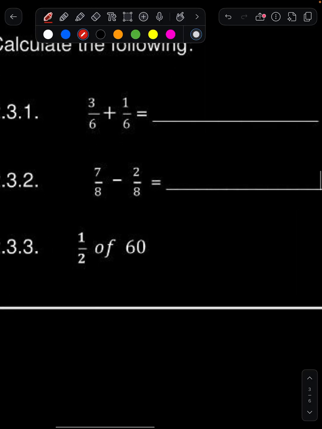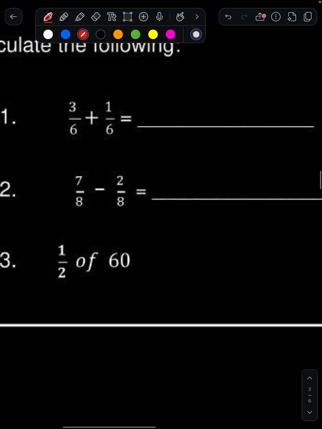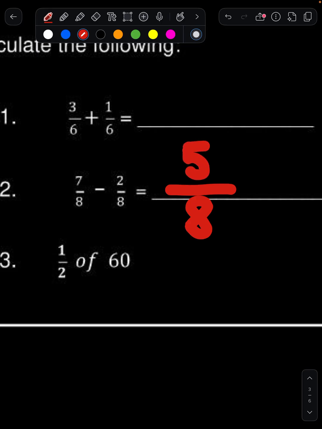2.3.2. So we have 7/8 minus 2/8. So again, the base is the same. So you can just say the base stays the same. So it stays 8 at the bottom. And 7 minus 2 at the top is 5. 7 minus 2 is 5. So you can just do it like that straight away.